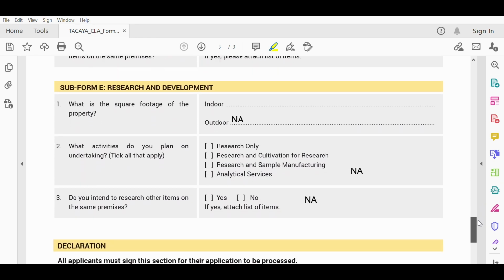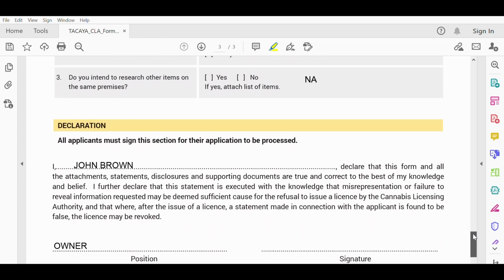So all you need to do now is just go down to the bottom of the application, and then you need to write in your name. Here, this is pretty much a declaration which talks about the information and the accuracy of the information. You want to ensure that you don't lie on the application for any reason, because it could cause your license to be refused, or it could cause your license to be revoked if they find out that you lied to them after the fact.